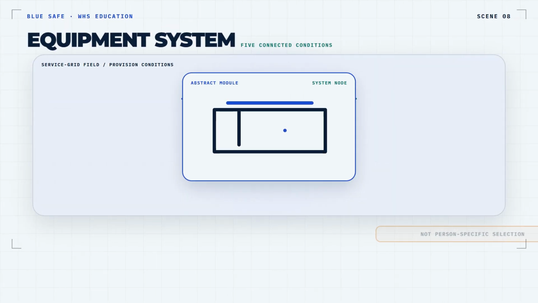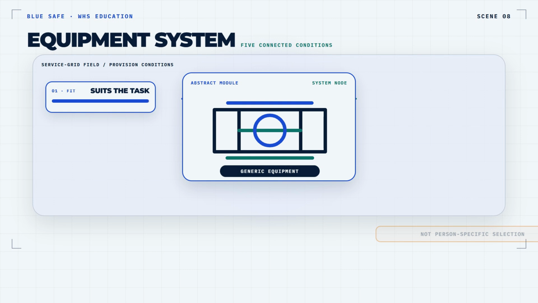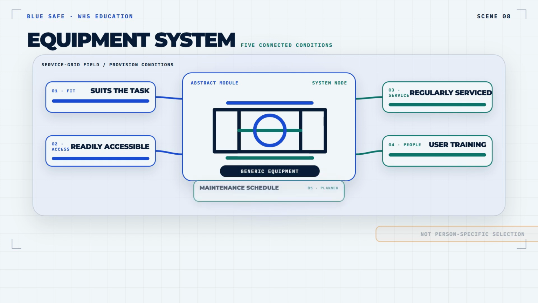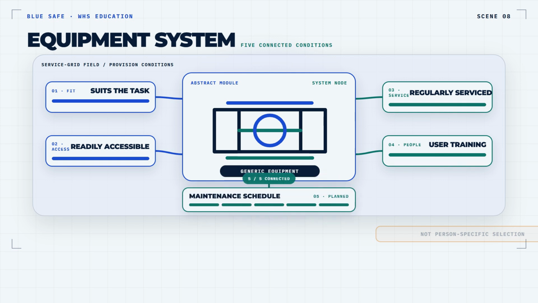Mechanical handling equipment should suit the task, be readily accessible and be regularly serviced. Its provision should be accompanied by user training and a maintenance schedule. Those conditions work together: suitability for the task, access, servicing, training, and scheduled maintenance. The equipment shown is generic and does not select a device for any person.